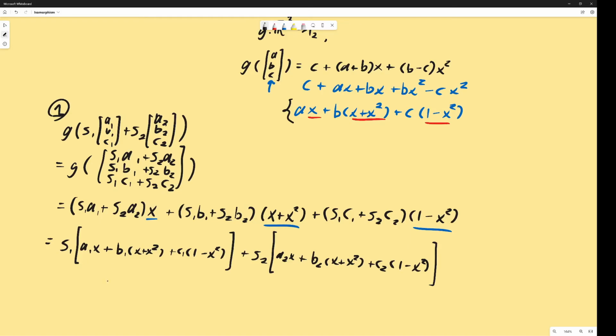which is exactly S1 times the polynomial A1 times x plus B1 times the quantity x plus x squared plus C1 times the quantity 1 minus x squared, plus S2 times the same polynomial but where A1 becomes A2, etc. And of course, that's exactly S1 times G applied to the vector (A1, B1, C1). And the second polynomial is just G applied to (A2, B2, C2). This is a homomorphism. It preserves linear combinations.